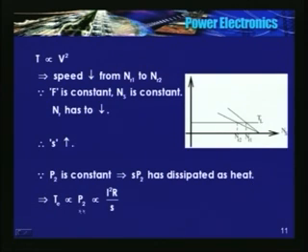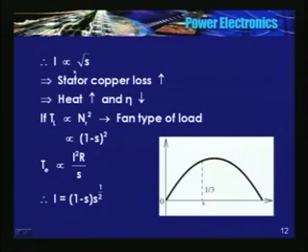Now, what is the relationship between electromagnetic torque and the slip? See here, P2 is nothing but I square R by S. So this is what we have studied again in the machines class. So that is nothing but TE. So what is the relationship between this I and S? I is proportional to square root of S.